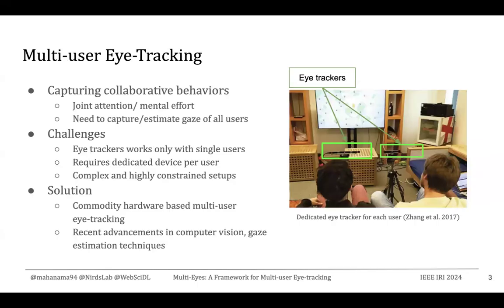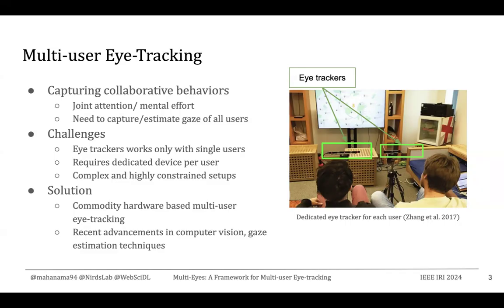So this brings us to multi-user eye tracking. Multi-user eye tracking can be simply defined as performing eye tracking in a multi-user environment. In addition to capturing individual user behaviors, in multi-user eye tracking, we can capture collaborative behaviors such as joint attention and joint mental effort. But the problem is this requires us to capture the gaze of all the users in the environment, which brings us to the challenges.